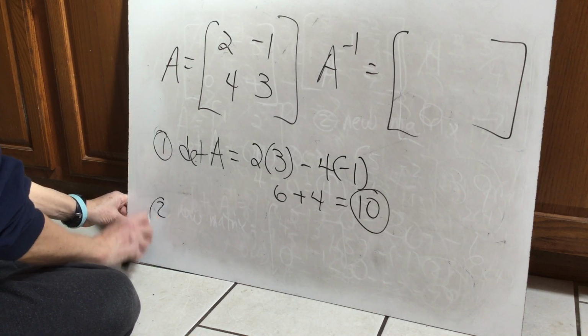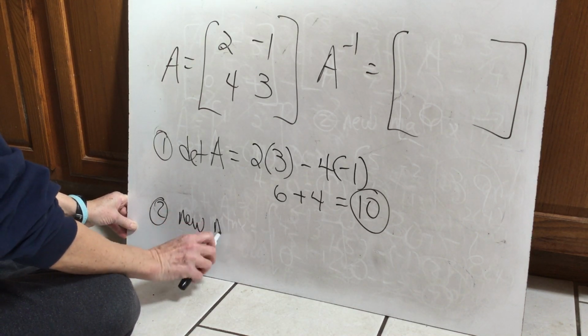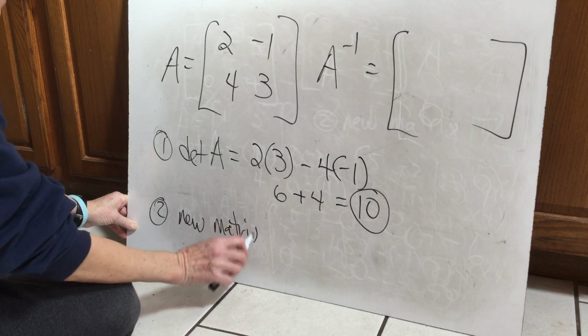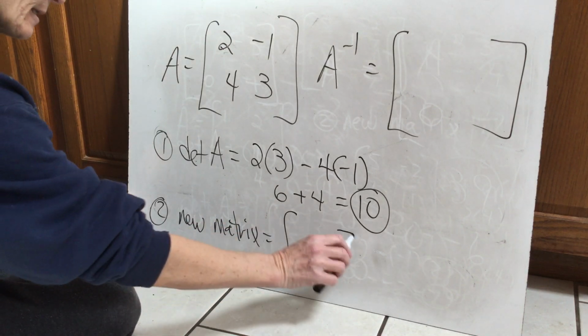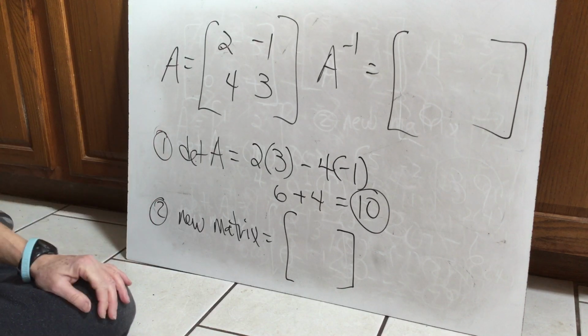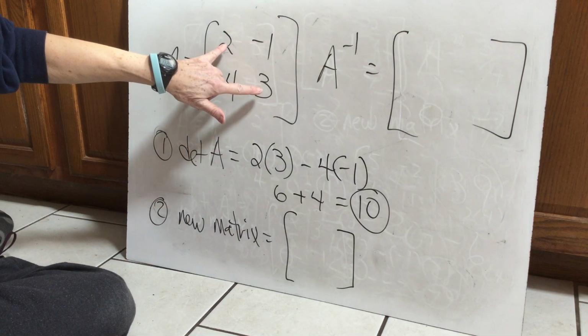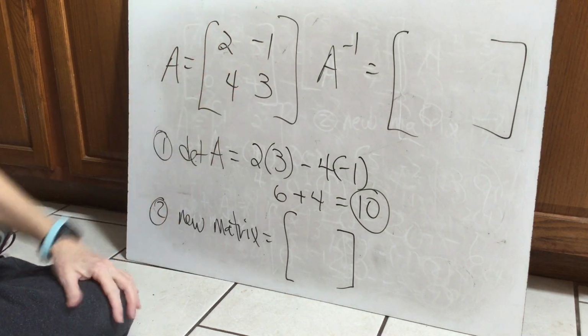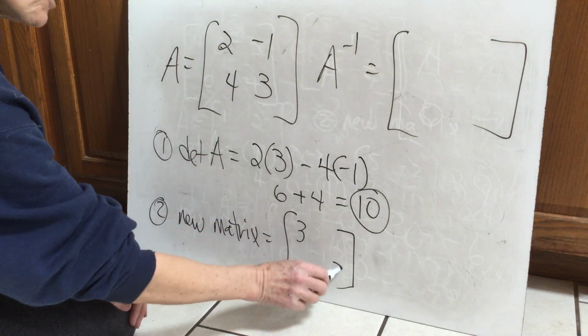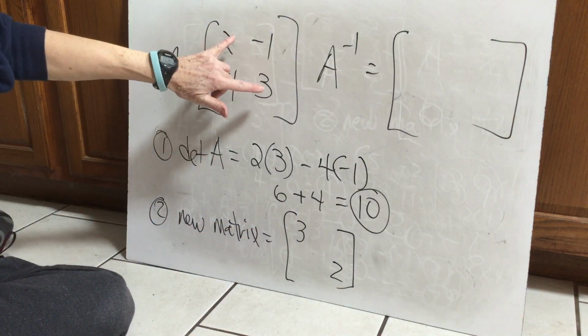And then we need our new matrix. This is step 2. Remember, finding the inverse is a 2-step process. But finding this new matrix is really easy. Take these 2 right here. Look where I'm pointing. And flip-flop them. So we're going to put 3 here and 2 here. These get flip-flopped.